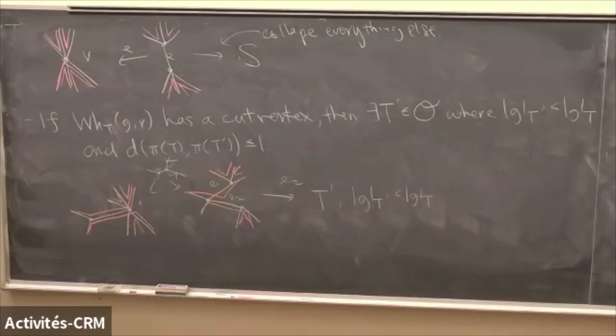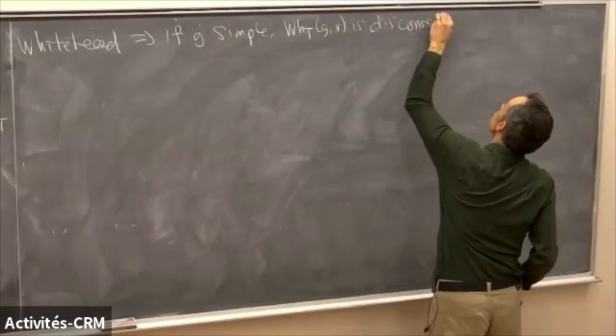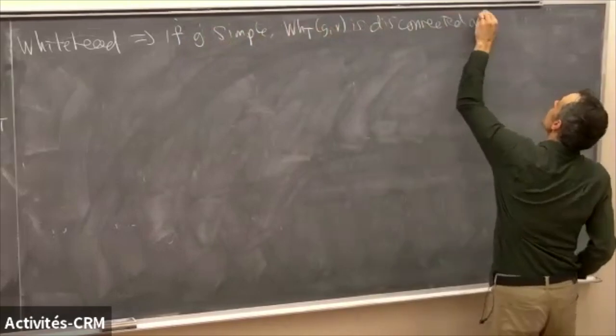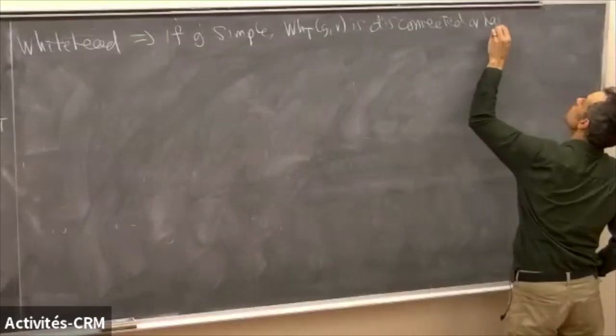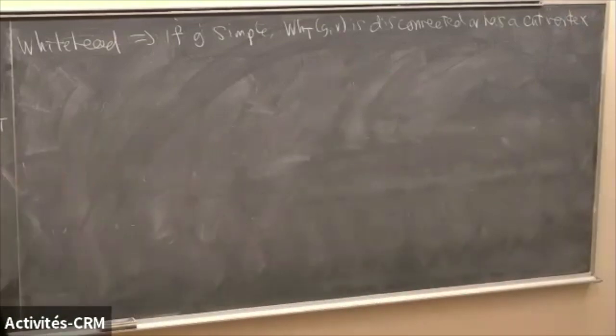Well now, you use the famous theorem of Whitehead that whenever you have a simple element, you always have one of these two things. You either have a disconnected graph or you have a cut vertex, for some V and T. Okay, well now we can prove the statement here for simple elements.